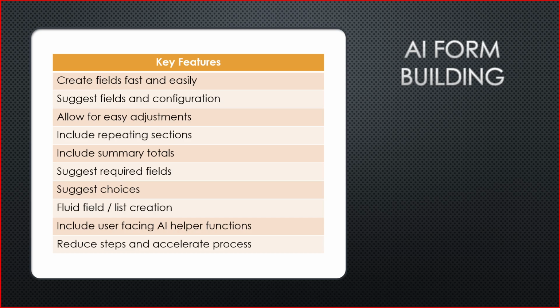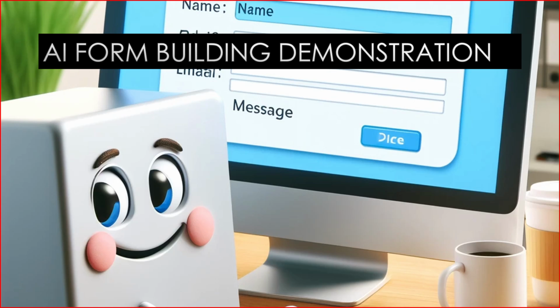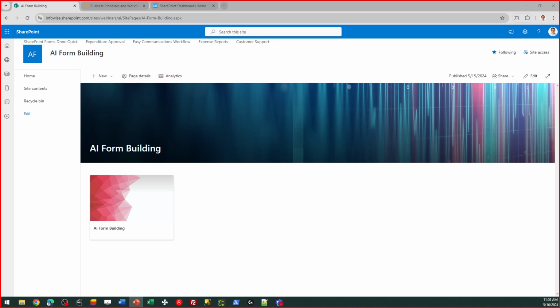Overall, we want to reduce steps and accelerate our process. That's our goal here. If this doesn't make things faster and easier for us, then we're not likely to want to take advantage of it. All right, so here we go. Let's see how this AI form building works. Here I am in SharePoint Online, and I'm just going to go right into this.